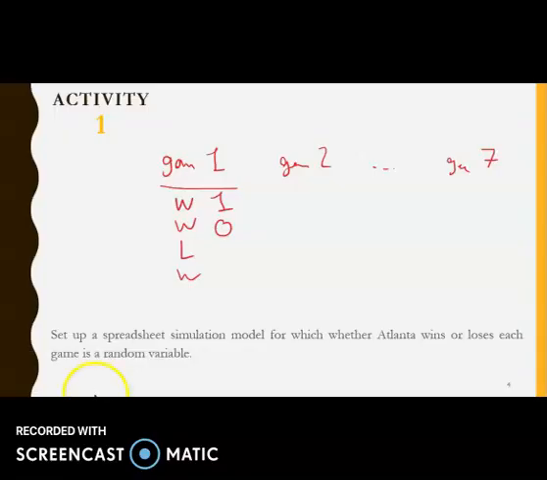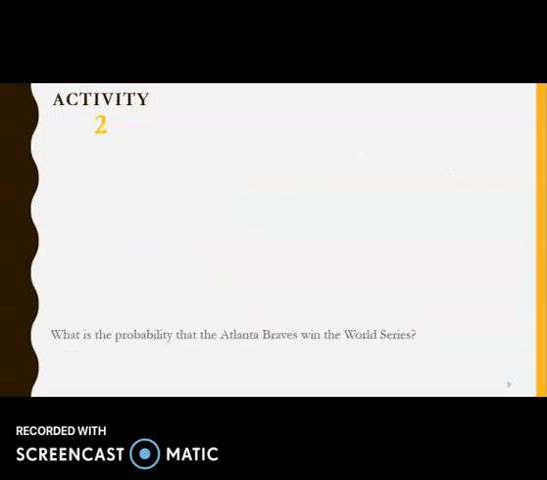Okay, let's review activity 1 again here in the PowerPoint. Set up a spreadsheet simulation model for which whether Atlanta wins or loses each game is a random variable. Okay, we did it. Now we can go to activity 2. For activity 2, it is asking us what is the probability that the Atlanta Braves win the World Series. So we need to do more analysis on our simulation.